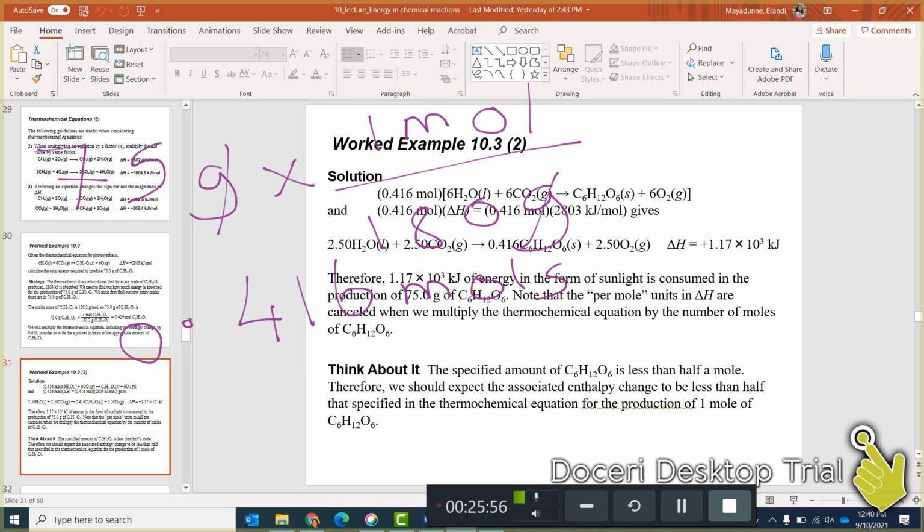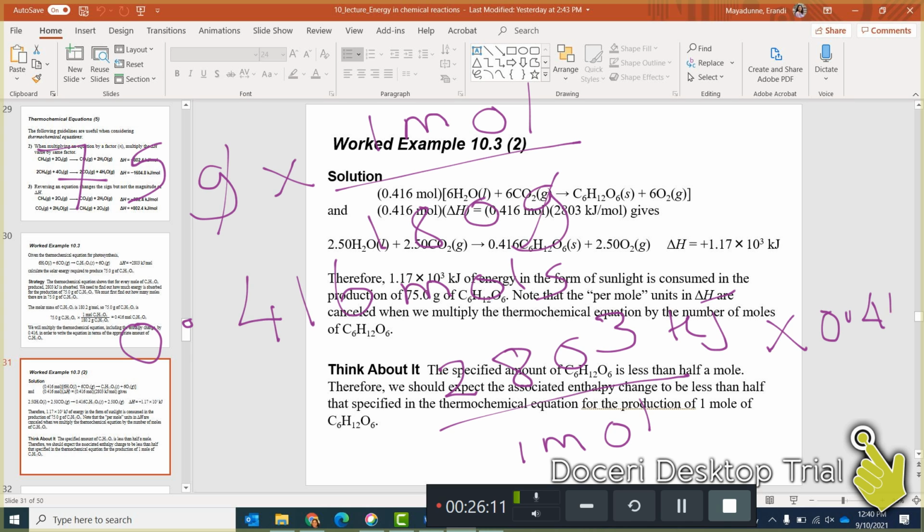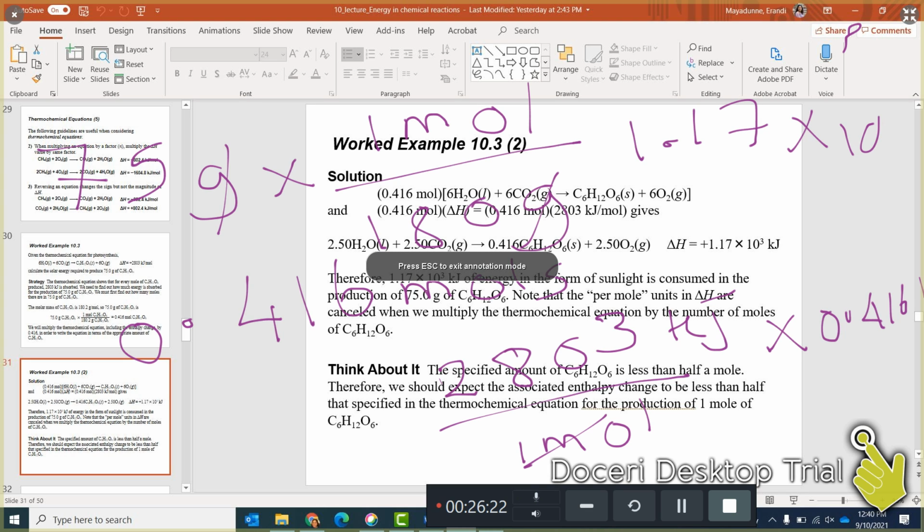Now if it is 1 mole, I'm getting 2803 kilojoules, but I don't have 1 mole now. I have only 0.416 mole. So the mole cancels, and you multiply these two numbers, and I'm getting my answer as 1.17 times 10 to the power 3. So that's how I calculate the energy for this amount of moles.